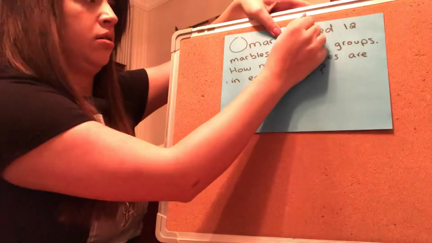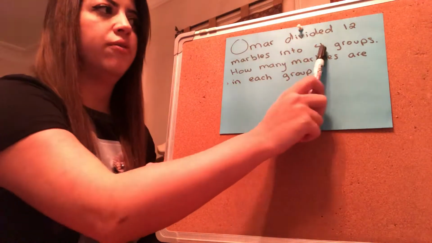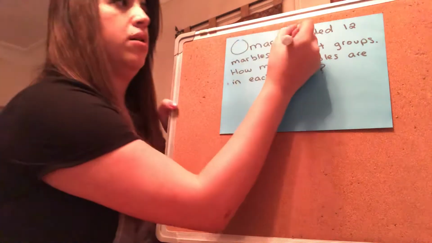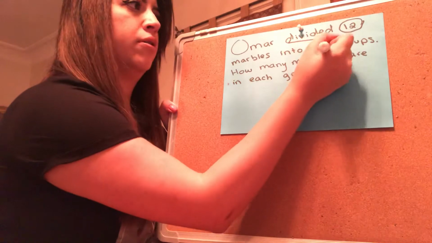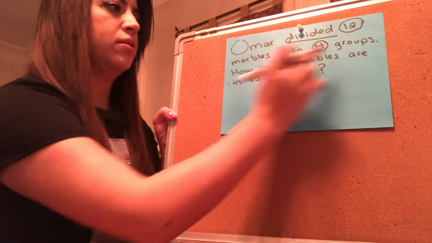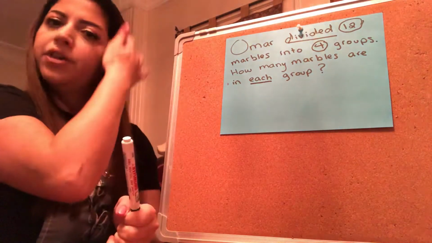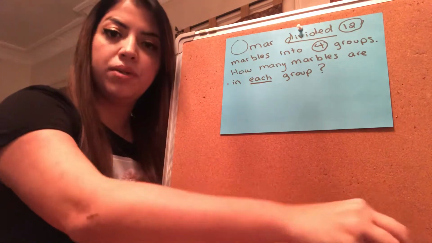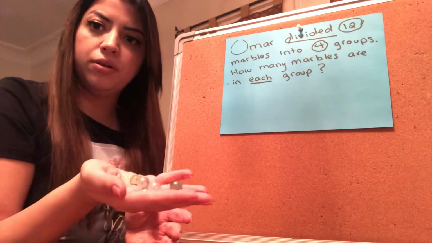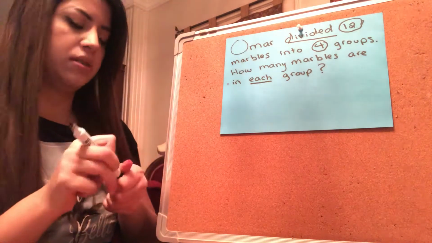Here we have a word problem. It says, Omar divided 12 marbles into 4 groups. Here we know that Omar divided 12 marbles into 4 groups. How many marbles are in each group? Now, like multiplication, there are different ways to solve division word problems. For example, you can get manipulatives, which are resources like marbles, to help you model it or solve it. You can draw under your problem the solution.